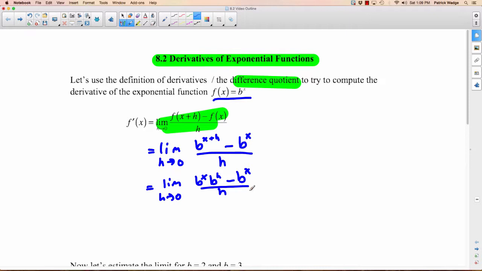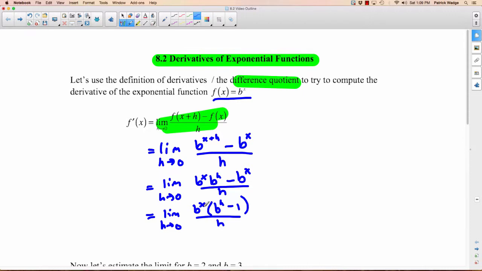What was the purpose of that? Well, now we have a greatest common factor we can factor out of both terms. So we have the limit as h approaches 0, factor out a b to the x power, you'll be left with b to the h minus 1 all over h. And here's the last thing.